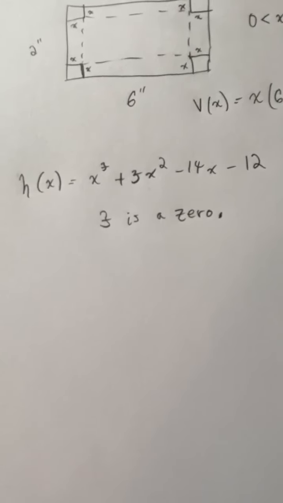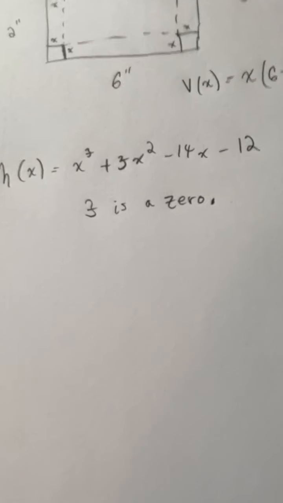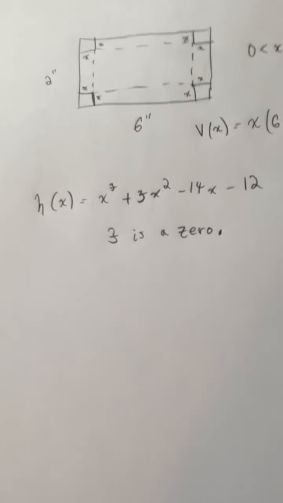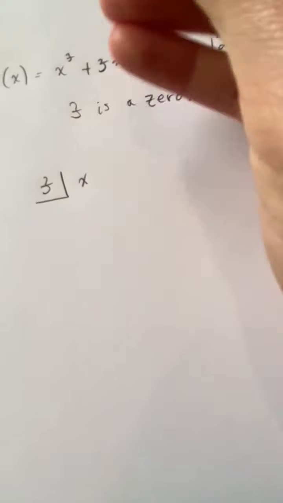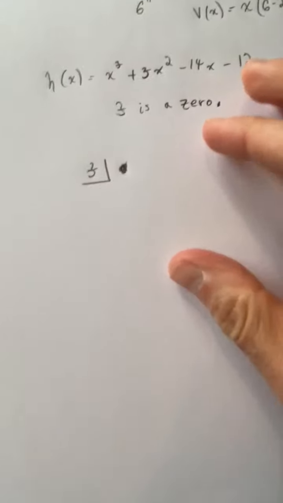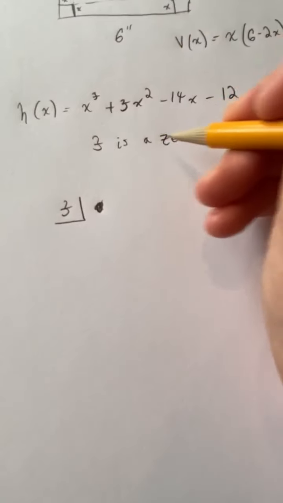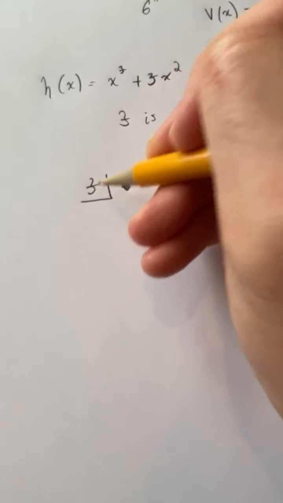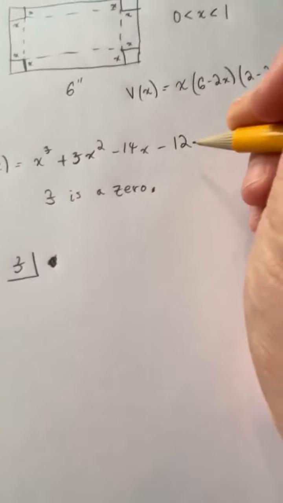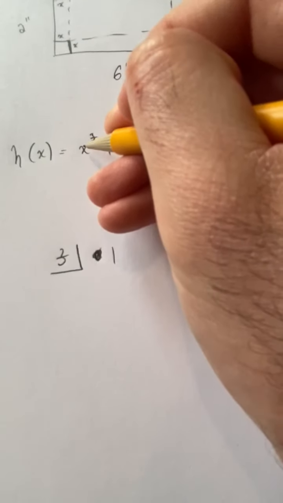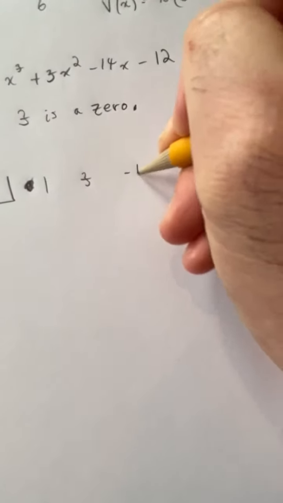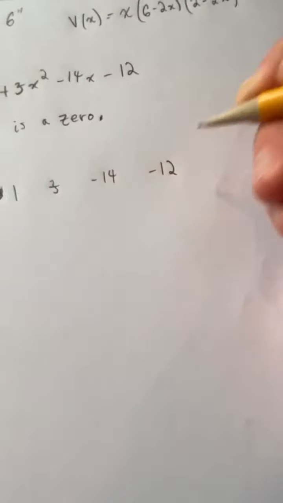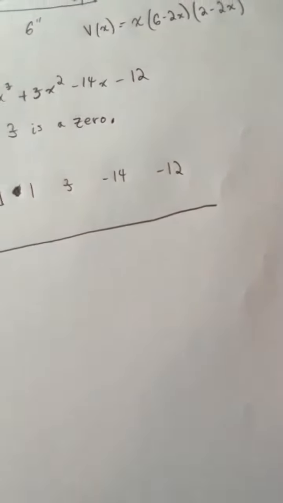There's a couple ways to do that. You could do regular old polynomial long division and it'll work fine. It just takes a little bit longer. Or you can do what's called synthetic division. Okay, so synthetic division, we take the 0, in this case 3 is that 0. We write it in this little box here. Then we write down the coefficients of our polynomial. So the coefficient of our leading term is 1, then 3, then negative 14, and negative 12. So we write all our coefficients down.